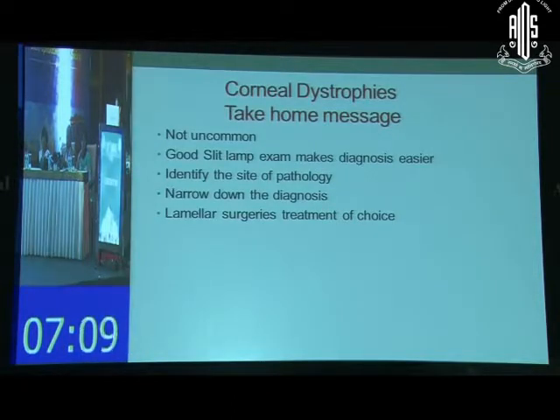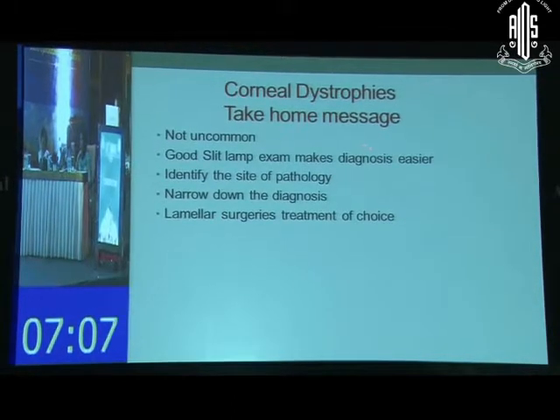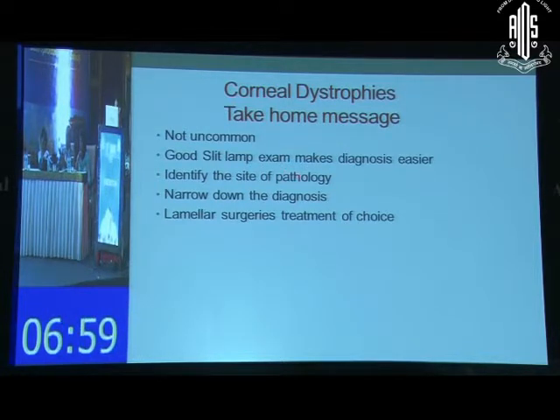So just a take-home message after this, if you see any corneal lesion, bilateral, symmetric, think you are dealing with corneal dystrophy. They are not uncommon. Important is to have a very, very good slit lamp. Do not skip it, so that it makes the diagnosis easier. So that you can identify what's the site of pathology, narrow down the diagnosis, and in the current scenario, besides PK, there are so many other treatment choices available.